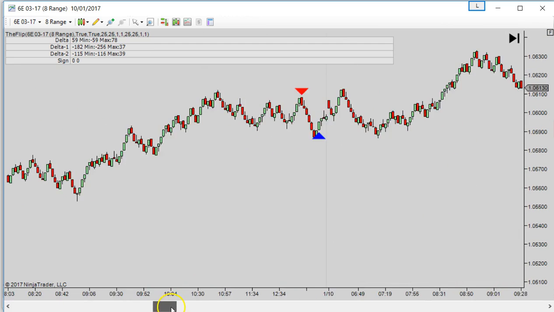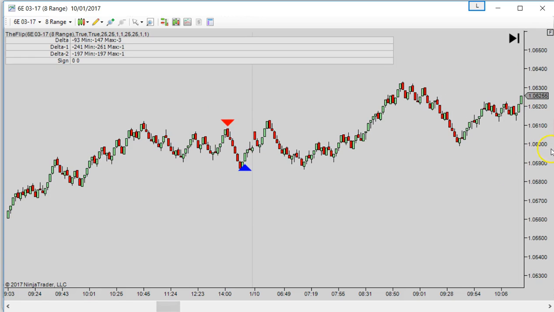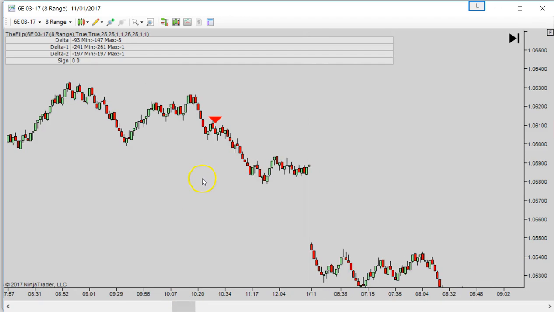Now, is it better to look at a range chart or a minute chart? Well, again, it depends on your style of trading. Sometimes I think some of these indicators work better on range charts because when you're trading a range-based chart, it's based on price movement as opposed to time movement. When you're looking at a time-based chart, a bar closes when it's time to close. It doesn't close because the market's moving.